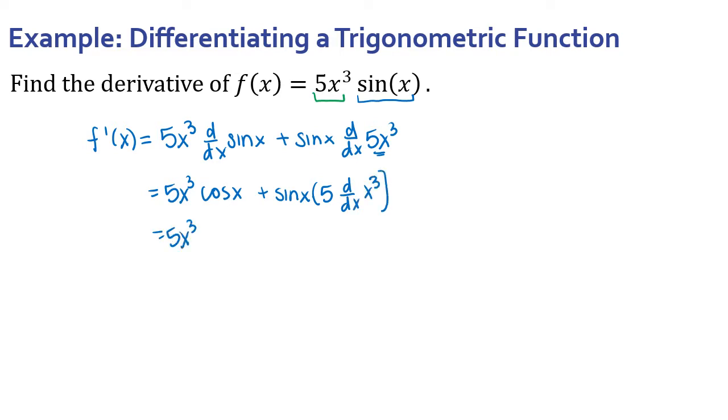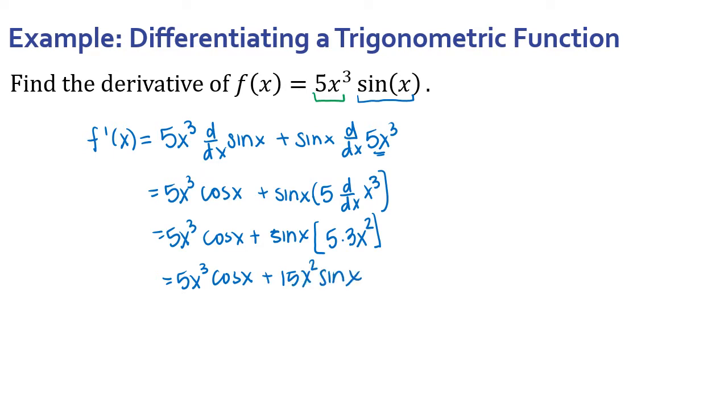So 5x cubed cosine of x plus sine of x times 5 times, so the derivative of x cubed is 3 times x squared. So that gives me 5x cubed cosine of x plus 15x squared sine of x, and we can leave it at that.